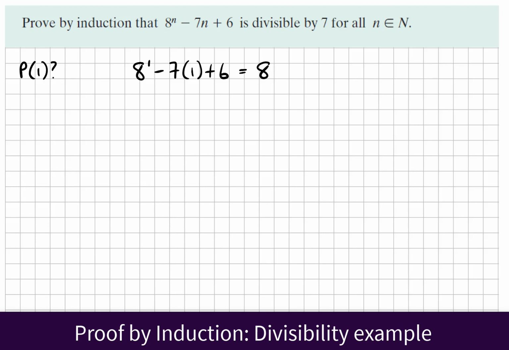When we sub 1 in for n into the expression and evaluate it, we see that the value of the expression is 7. And 7 ones are 7, so 7 is clearly divisible by 7. So we can say it works for n is equal to 1.